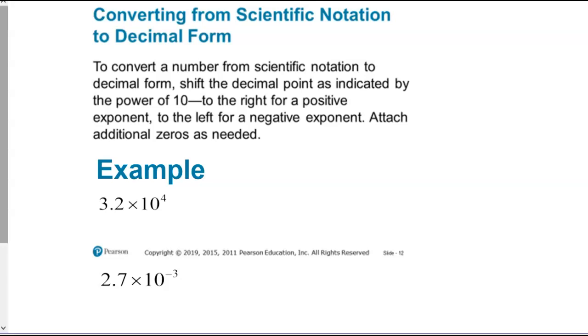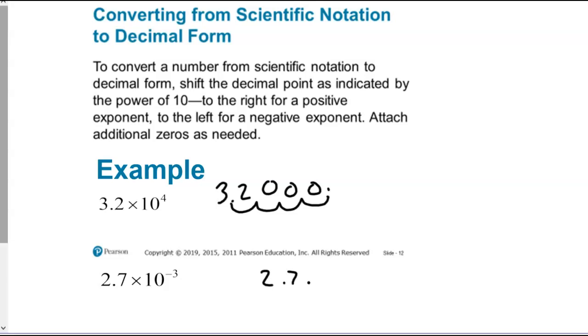So converting from scientific notation to decimal form is as simple as really moving those zeros. So in this case, when we have 3.2 times 10 to the 4th, we have 3.2, and we're just going to move this decimal over 4 places. 1, 2, 3, 4, and we're going to put our decimal there, and we're going to fill it in. And so we see that this is 32,000.